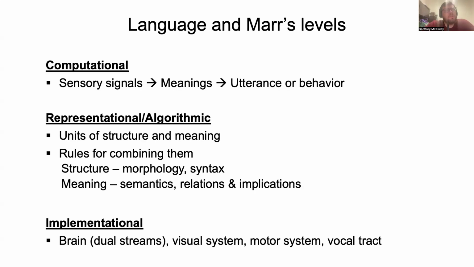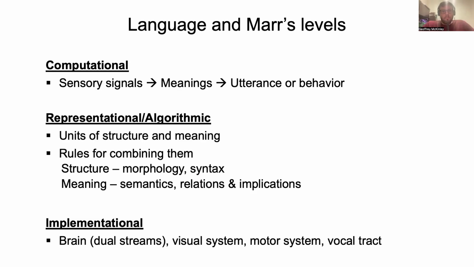And then at the algorithmic level, we need to figure out what needs to be represented, what kind of rules need to be represented, and is it possible for the rules to work, right? Is there a system of syntax and semantics that would allow for us to actually represent it faithfully? And then the implementational is about the brain. So maybe there's dual streams, right? We have different parts of the brain that are responsible for different sub-functions of language. We could also talk about the visual system, the motor system, and the vocal tract if we wanted to as well, right?